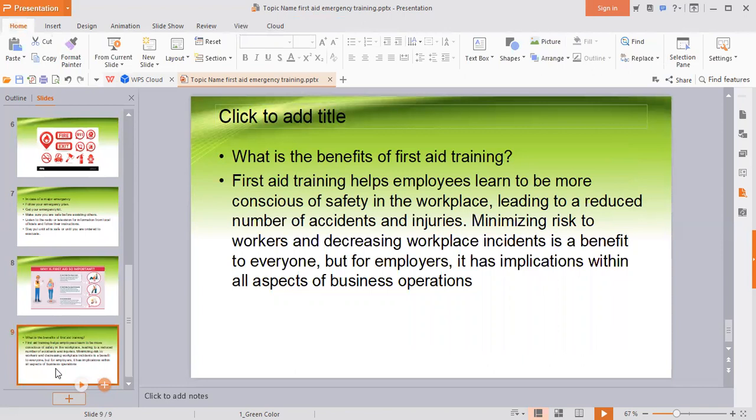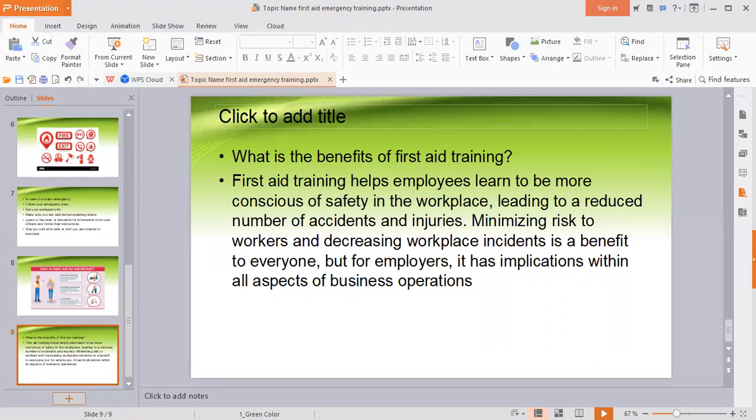So again, discussing the benefits of first aid training. First aid training helps employees learn to be more conscious of safety in the workplace, leading to a reduced number of accidents and injuries. Minimizing risk to workers and decreasing workplace incidents is a benefit to everyone. But for employers, it has implications within all aspects of business operations.